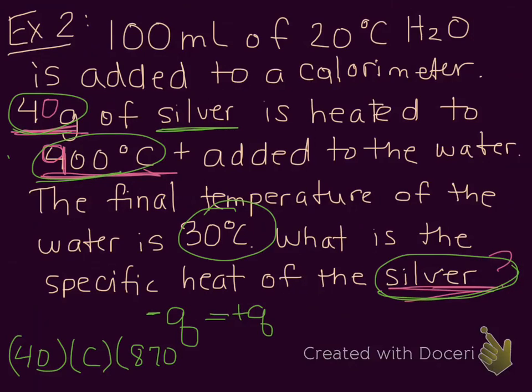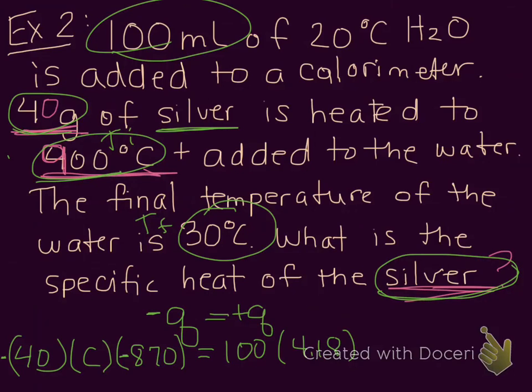This would be my T final, and this would be my T initial. And we also have to remember that since this value was negative, we want to make sure we leave our negative sign. Okay. And so our positive Q is going to be the water. So we have 100 mL of water. We know that's 100 grams of water because the density of water is 1. And the specific heat of water, we do know that's 4.18.